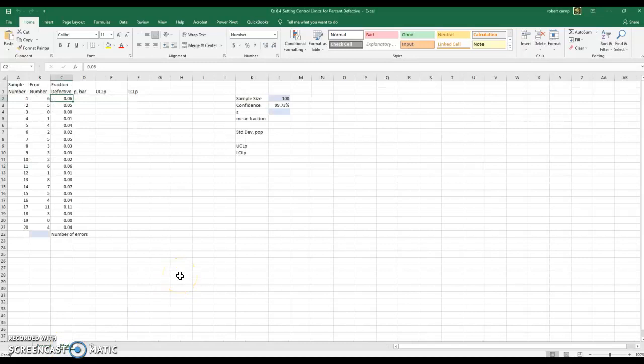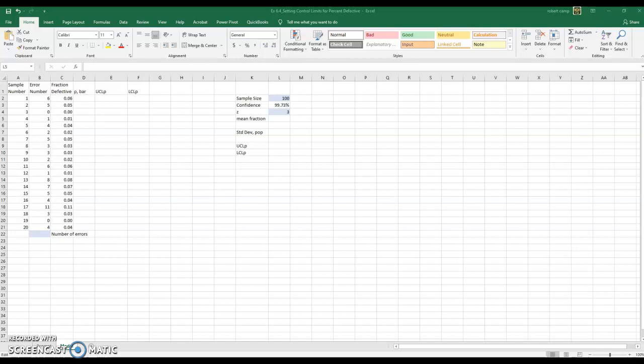What we have is a sample size of 100. Every time they sample, over the 20 times, they're going to be sampling 100 data sets, the key entries, and figuring out how many of those are incorrect. So we have a confidence interval of 99.73, and we know that's a z-value of 3, right from our standard normal chart. From there, we're going to calculate out percentage errors.